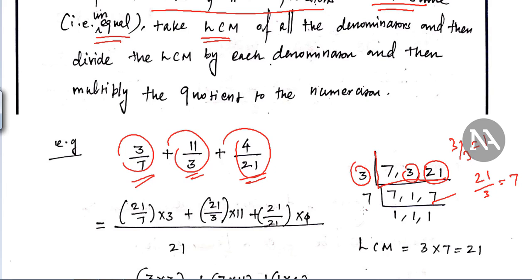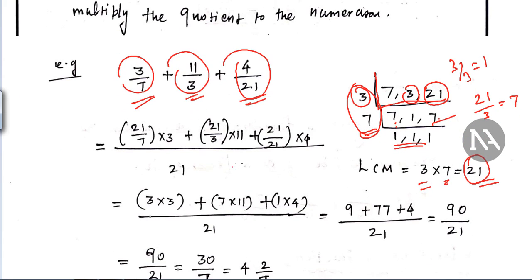Now you can divide these two numbers by 7. So if you divide, finally it will be 1, 1, 1. Now I have to multiply these numbers. 3 into 7 will give you 21. So 21 is the lowest common multiple for 7, 3, 21. Once you have taken the LCM, the LCM becomes the common denominator for all the fractions.